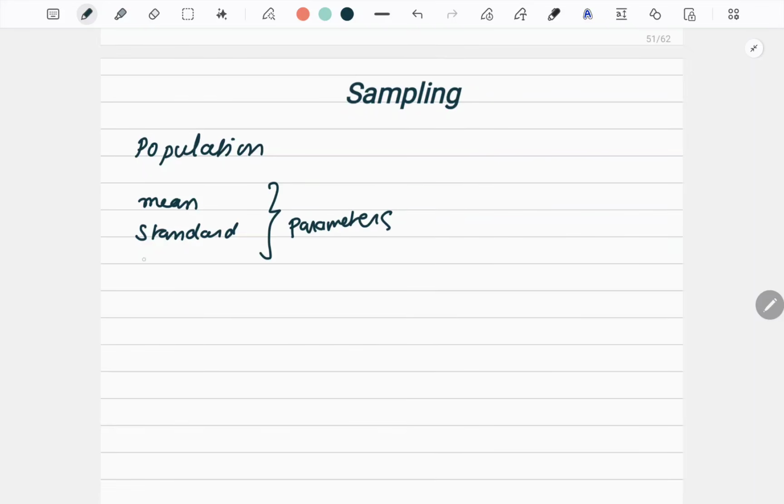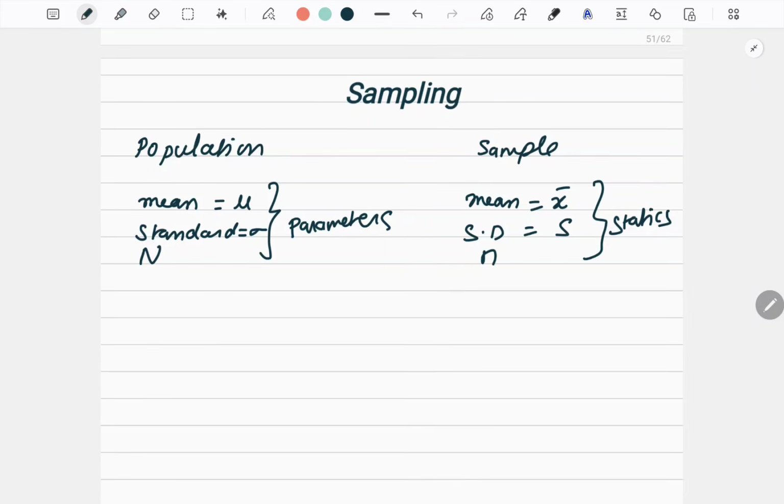And the size of the population is represented by capital N. Now mean is represented by mu and standard deviation is generally represented by sigma and size is represented by N. Now what I am doing, I am taking a small subset of this population. That subset is called the sample. And the details of that sample, that is mean, which is represented by x bar, standard deviation, which is represented by s, and the size, which is represented by small n, are called statistics.